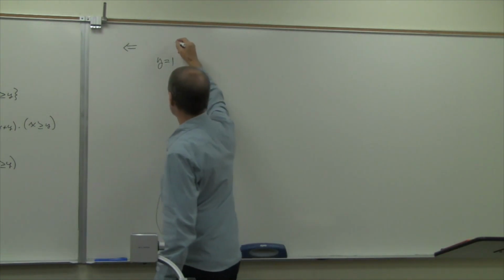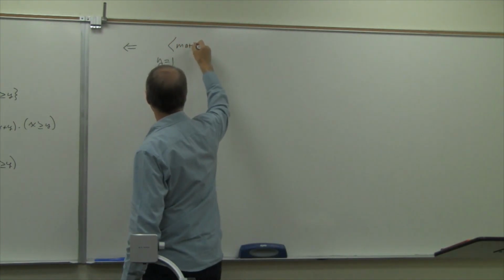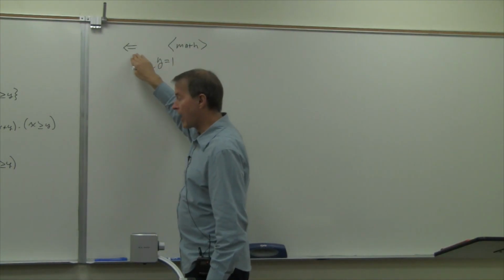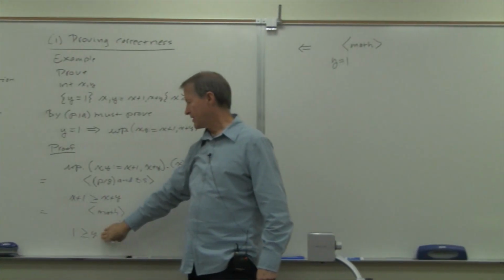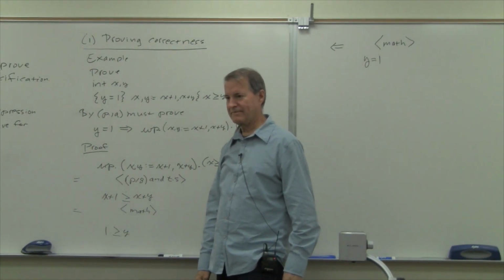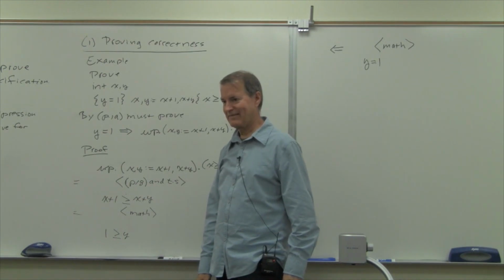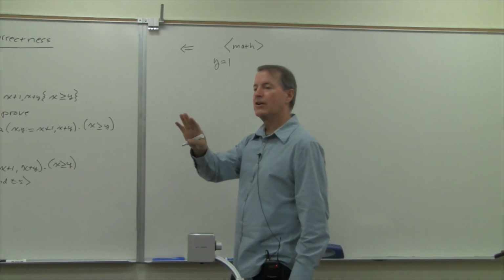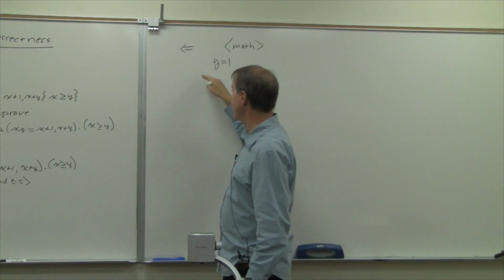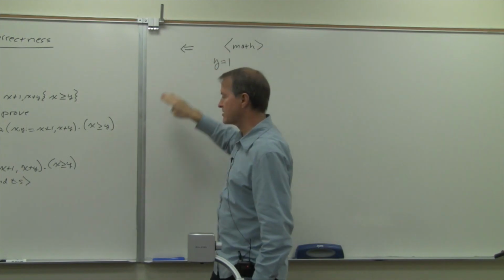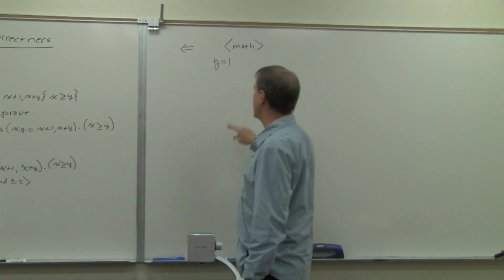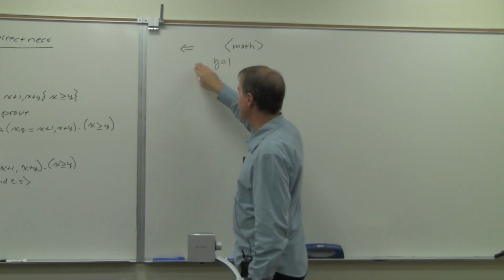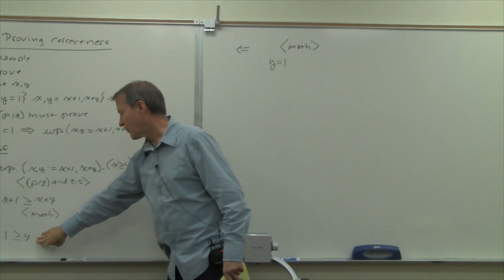Now, is this true by math? I don't think so. Wait a minute. Does y equals 1 imply y is less than or equal to 1? If we go from here up to here, then we're doing implies. If we go from here to here, we're doing follows from, right? Here's my question: does y equal 1 imply y is less than or equal to 1?